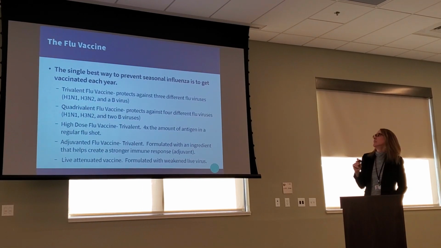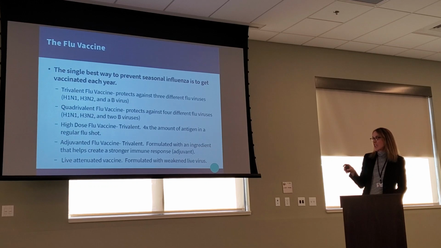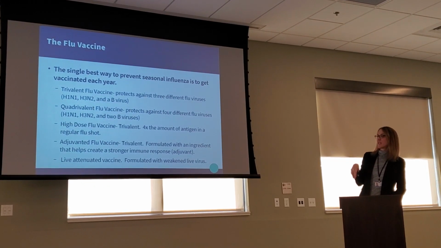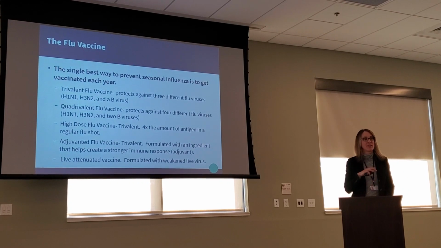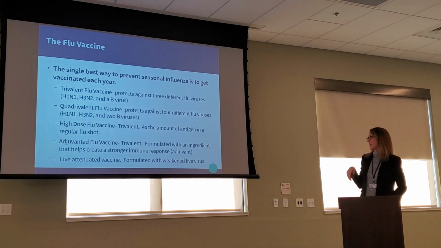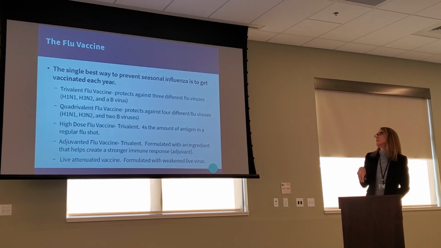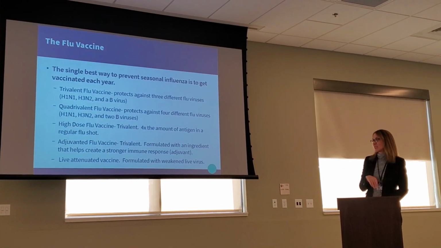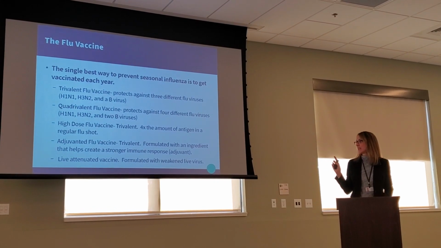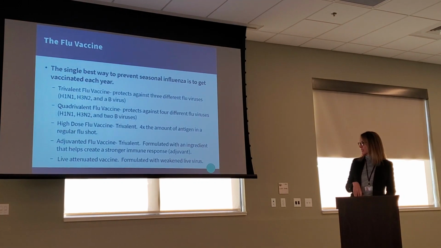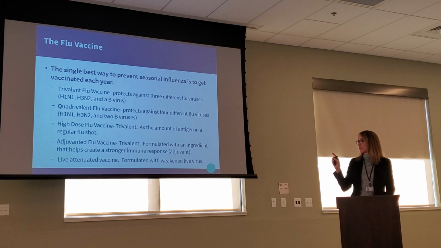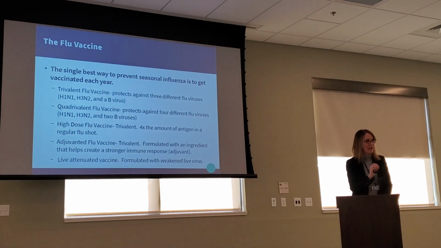Okay. You've also probably heard of the high-dose flu vaccine. That one is a trivalent, so it's going to protect against 3 different flu strains. It has 4 times the amount of antigen in a regular flu shot. And then there's an adjuvanted flu vaccine. It's also trivalent. This one is formulated with an ingredient that helps create a stronger immune response. And then there are live attenuated vaccines. And these are formulated with a weakened live virus.